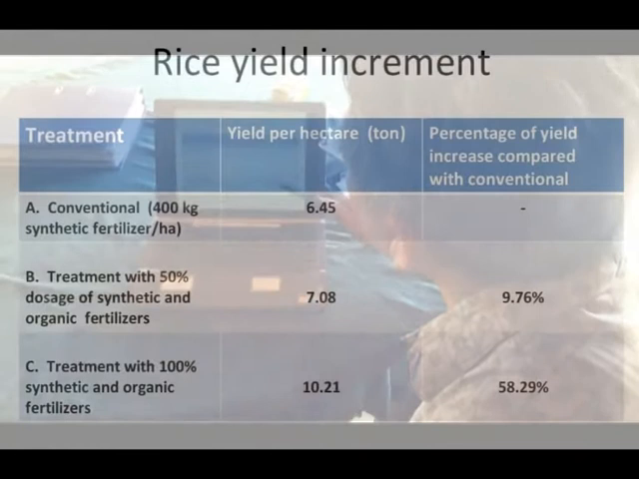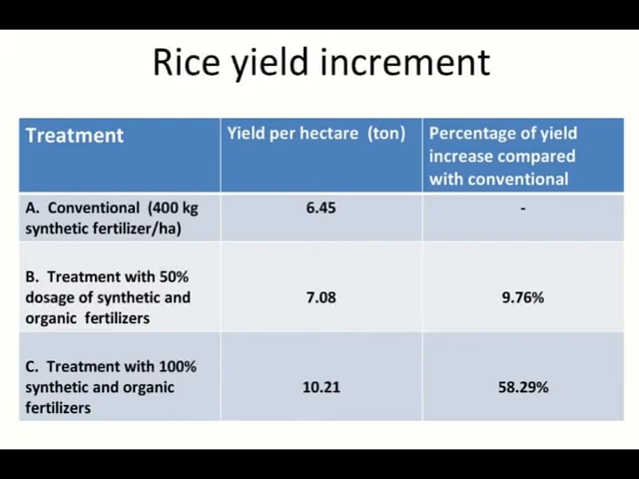If we look at the yield, the conventional one is 6.45. The treatment with less synthetic fertilizer is 7.08, and the 100 and 100 is 10.20. This is the result. The yield increase is 9.76% for the treatment where we use 50% less synthetic chemical. But if we use 100% plus our product, the yield increase becomes nearly 60%.